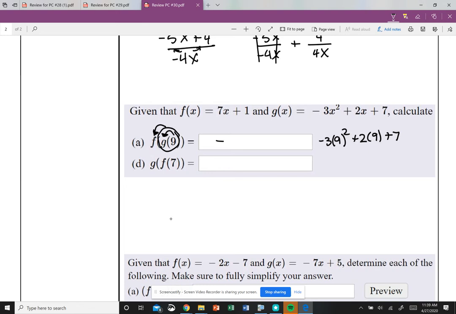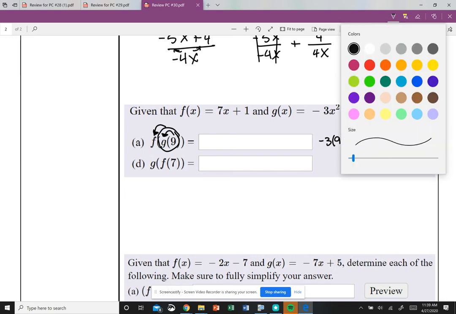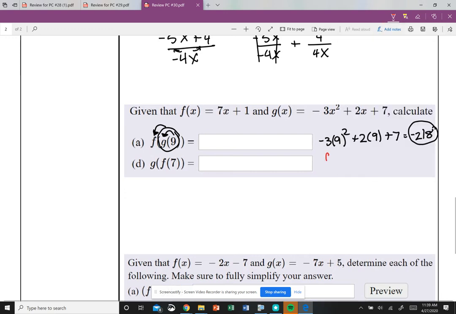Oh, sorry. I put it in the wrong spot. So that's just g of 9. Was that -218? Yes. Okay, so now we're going to take this number and plug it into our f function. So now we have f of -218 equals 7, and then instead of x, I put -218.